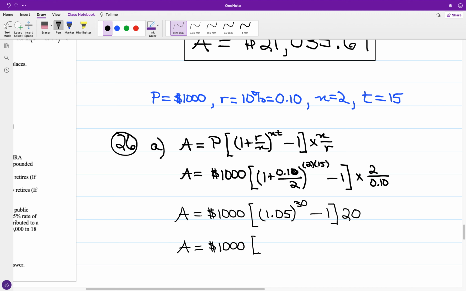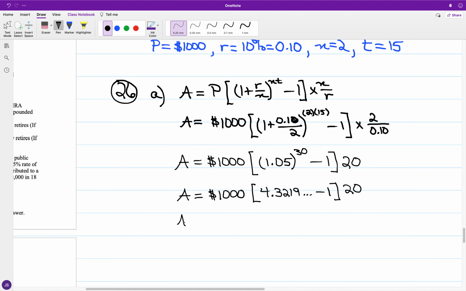And for 1.05 to the 30th, this is a number that's going to be over 4. So we have right at 4.3219. And again, we're going to take away 1. You had the minus 1 in the formula. So you have $1,000 times this difference, which you have right at 3.32194, times 20. And so the minimum in this case is going to be right at 66,438.85.